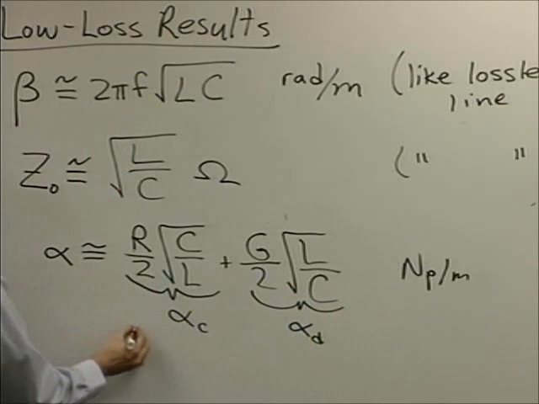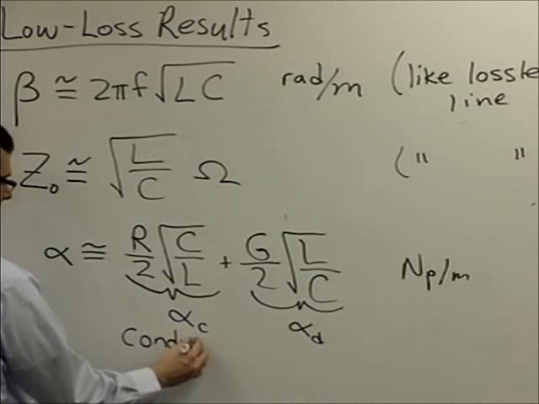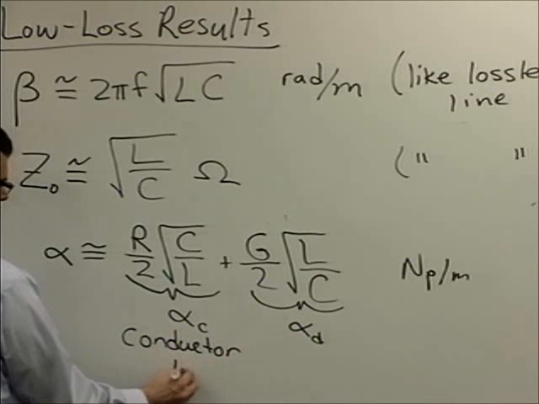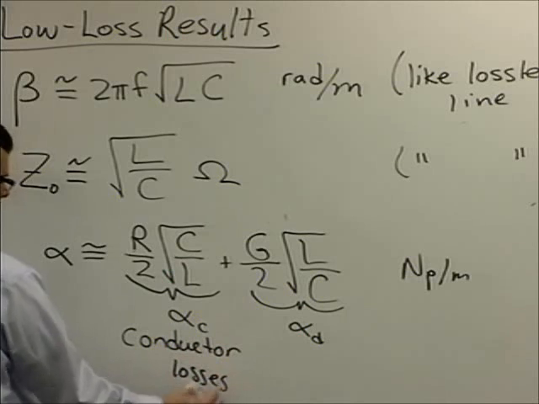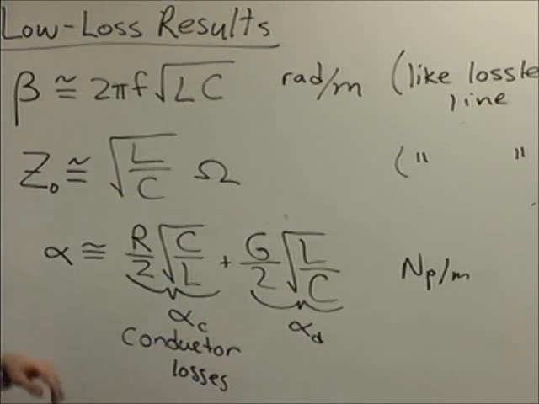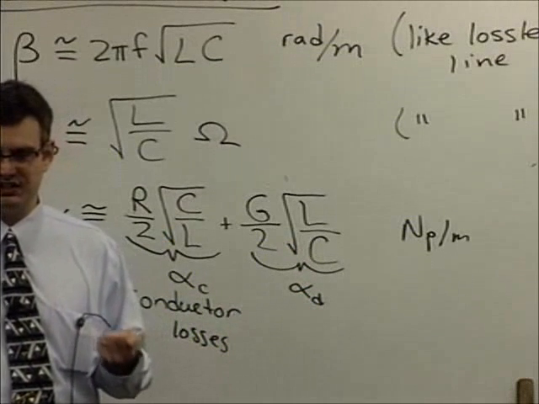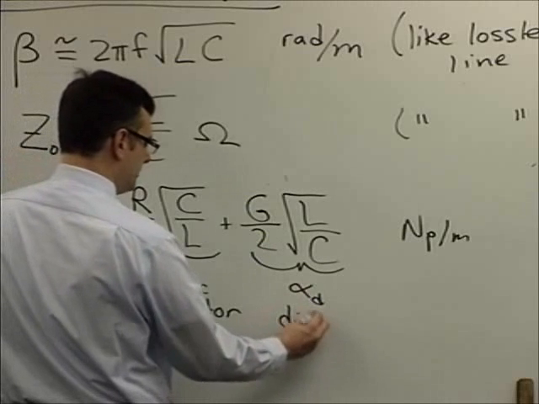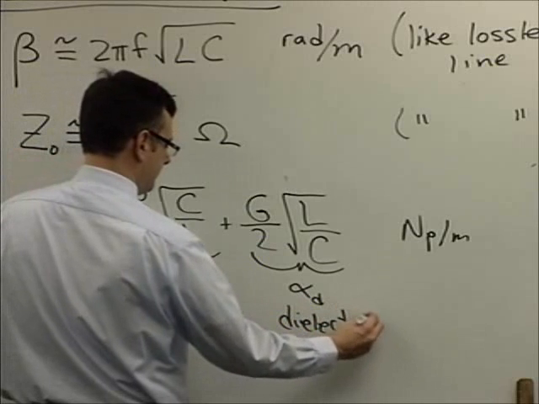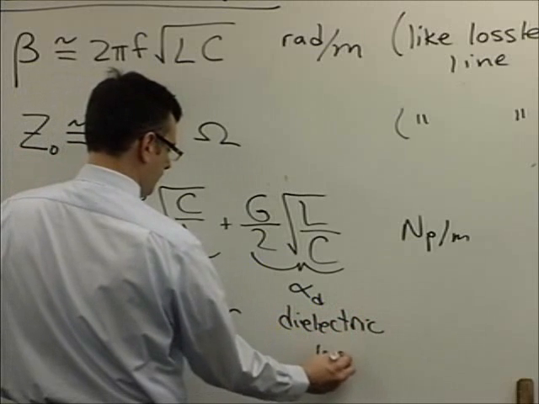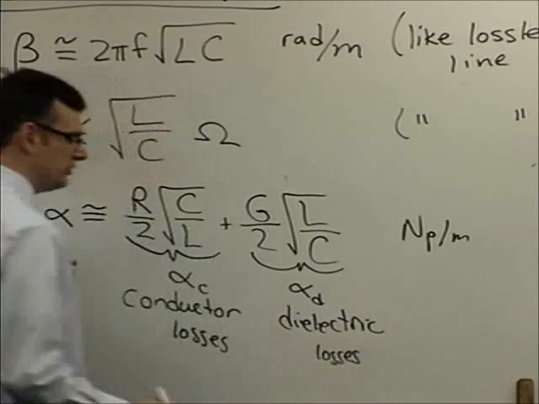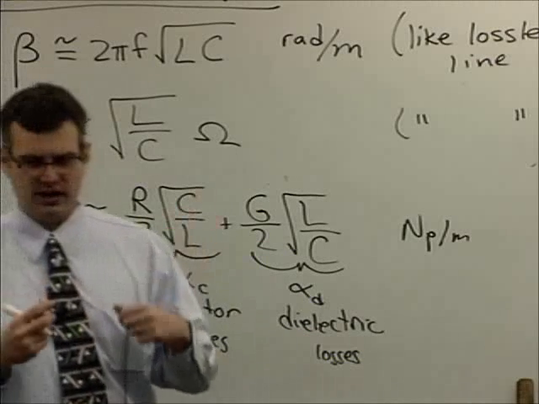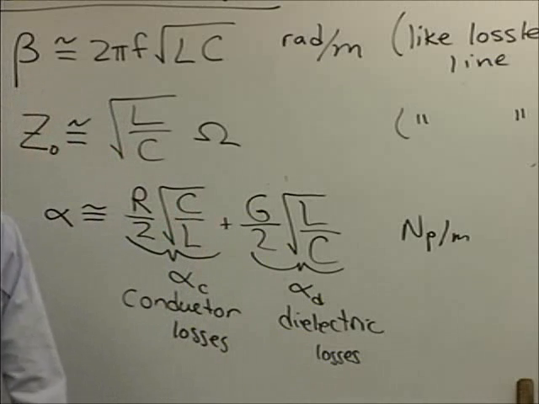Alpha sub C are your conductor losses, your nepers per meter due to the fact that you have series resistance in your transmission line. Alpha sub D are your dielectric losses, the dielectric loss or perhaps stray conductivity in your dielectric medium, causing loss in waves that propagate down your coaxial cable or twisted pair or whatever.